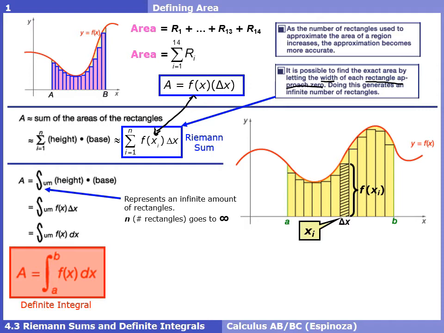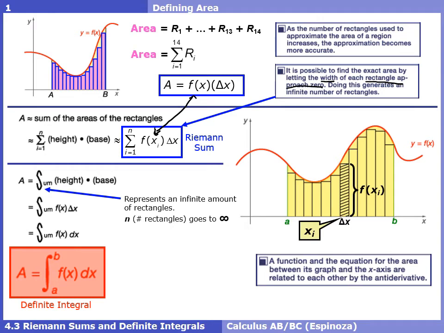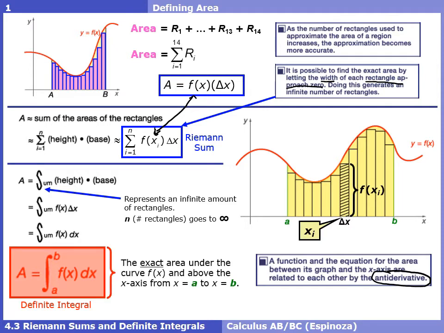When we do that, we have to put this a and this b because that's indicating what we're finding the area from where to where. So it could be from 0 to 1, 10 to 20, whatever the case might be. So a function and the equation for the area between its graph and the x-axis are related by an antiderivative. Quite a remarkable discovery that was made. Just by adding up an infinite amount of rectangles, that actually is related to finding an antiderivative.